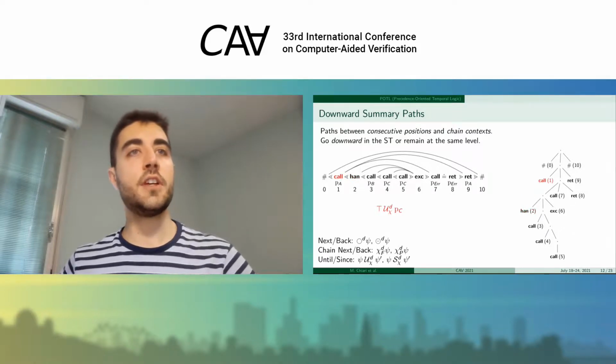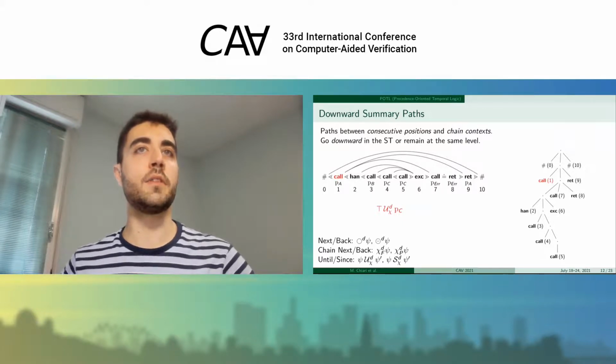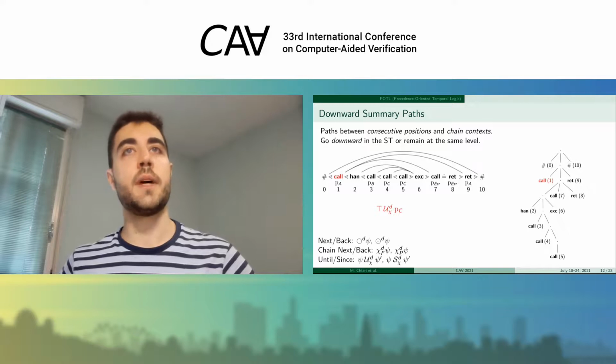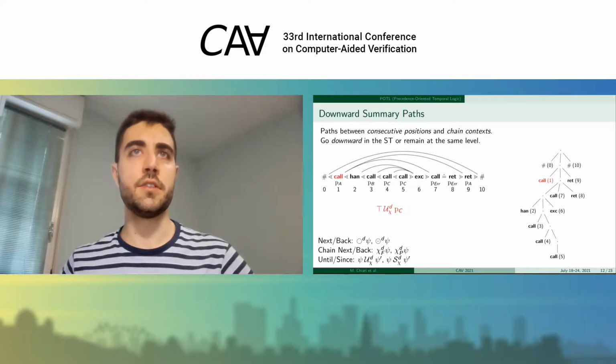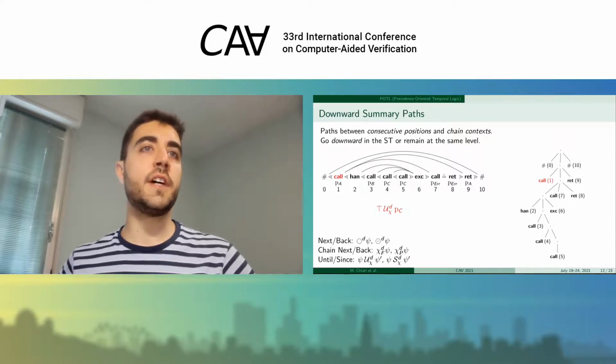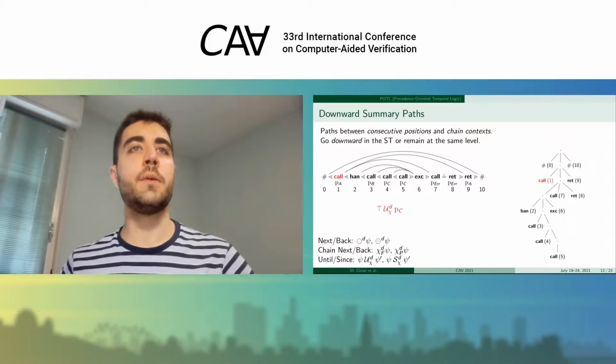We also have the chain next and back operators that go back and forth along the chain relation, of course. They are both combined in downward summary paths. So these kinds of paths can go both along the linear order and the chain relation. And the downward variant only goes down in the syntax tree.